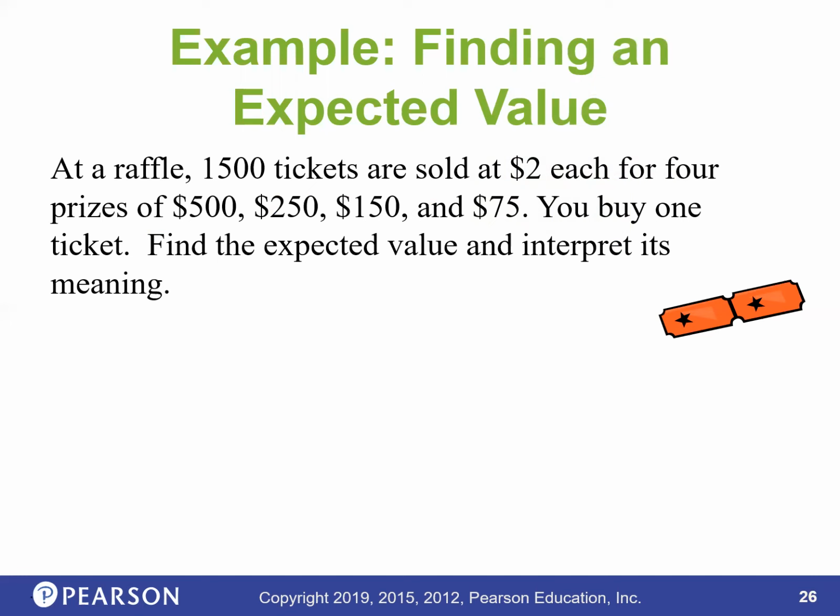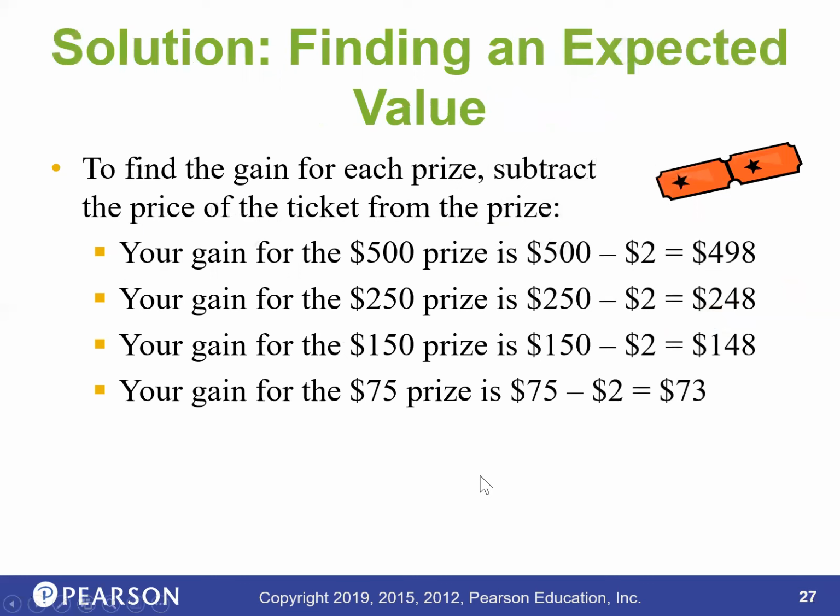Okay, so expected value, here it is. If I were to gain the $500 prize, the question is, how much money did I actually gain? That's the first question. So we talk about the gain here. To find the gain of each prize, the $500 prize actually has put $498 in my pocket. True? But I spent $2 to play the game in the first place. The $250 prize gives me $248 in my pocket. $150 prize, again, $148. The 75 gives me 73.